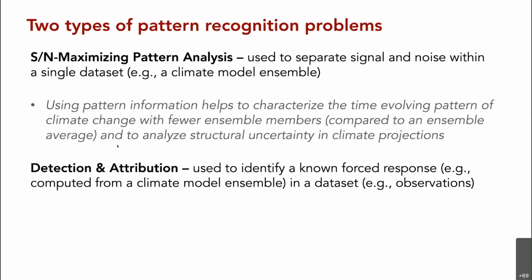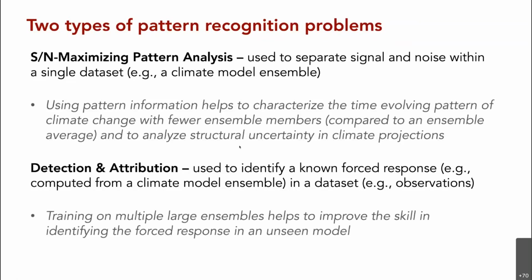In this presentation, I'll show you that using pattern information helps to characterize the time-evolving pattern of climate change with fewer ensemble members compared to a simple ensemble average, and this helps to understand uncertainty in climate projections. And that training detection and attribution methods on multiple large ensembles helps to improve the skill in identifying the forced response in some unseen model, and presumably then in observations as well.